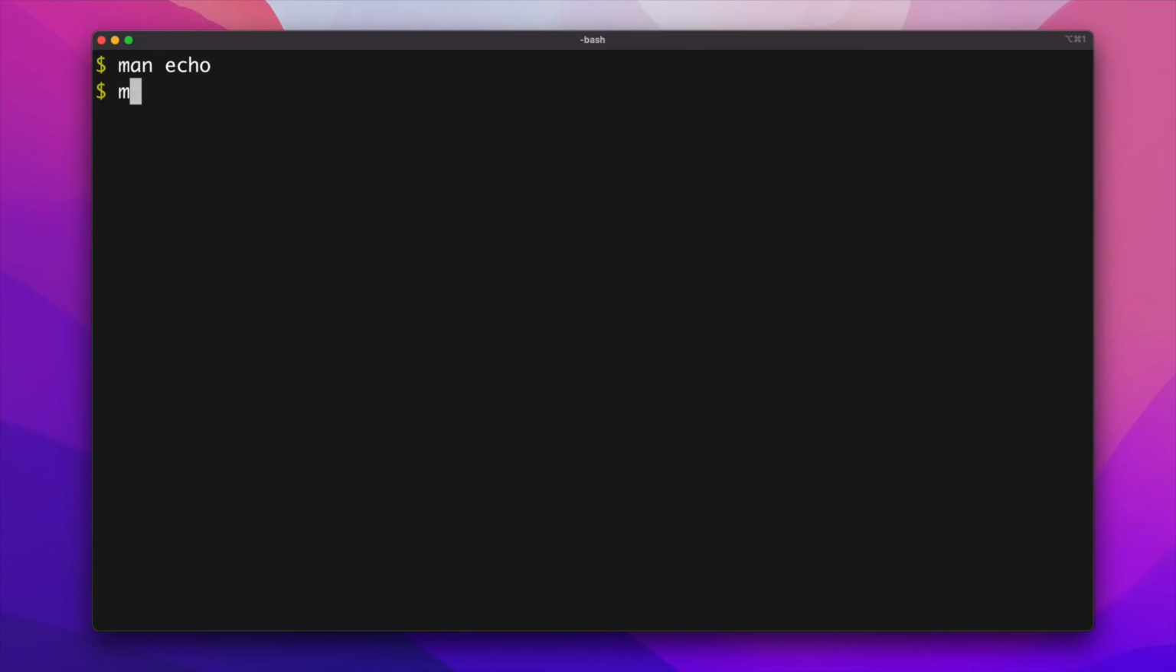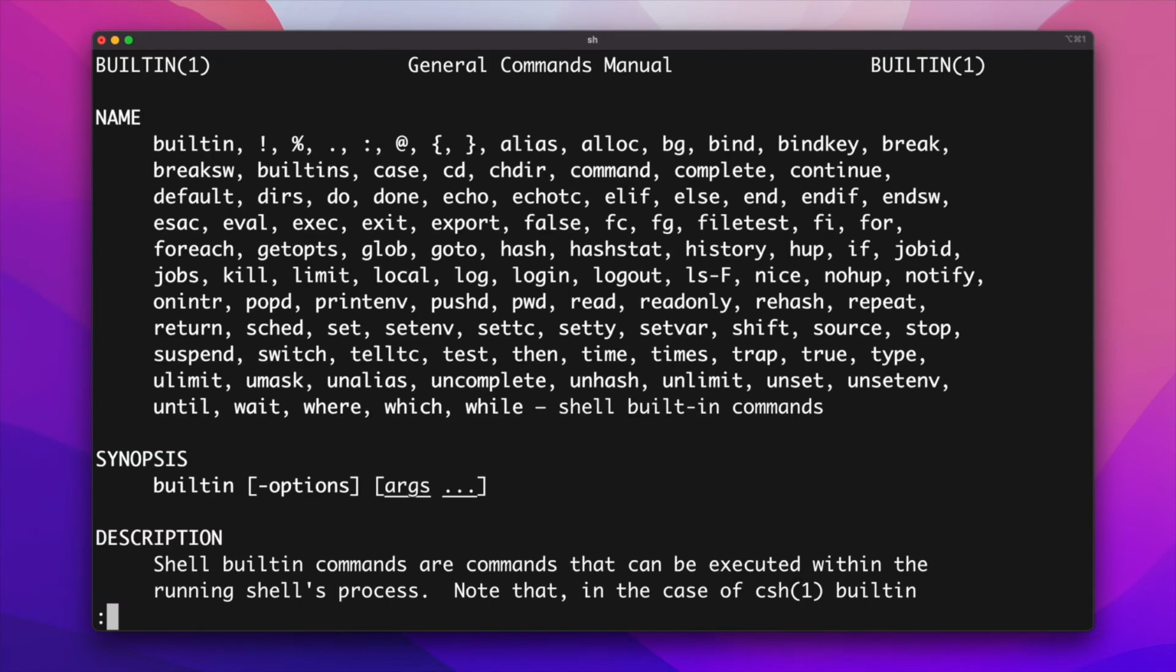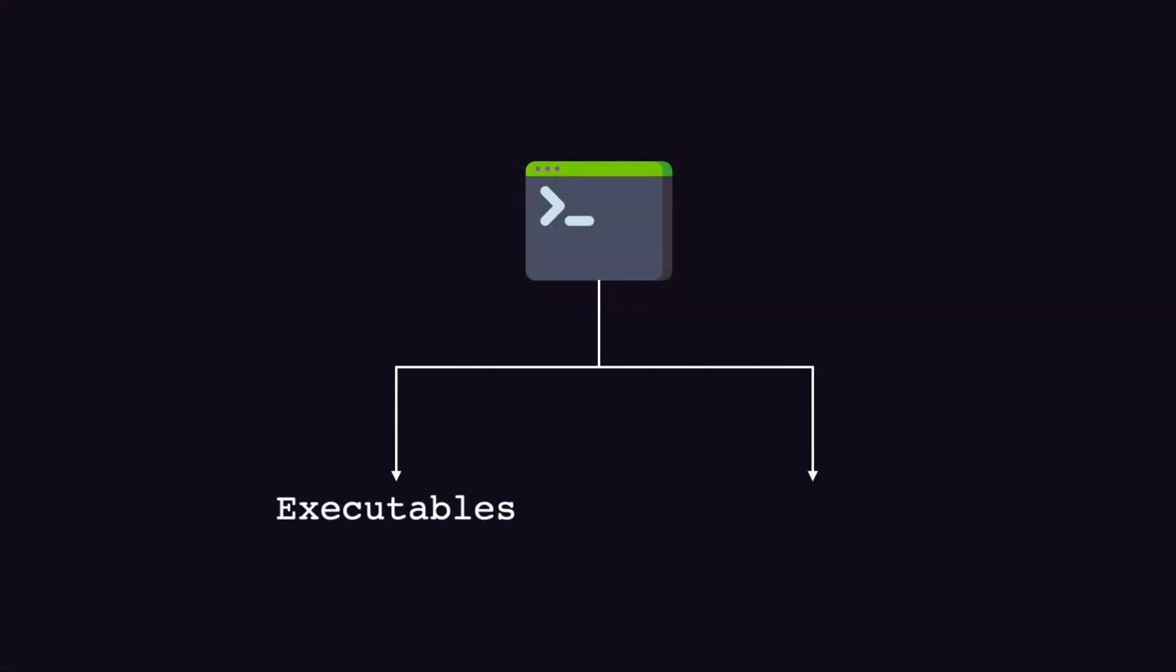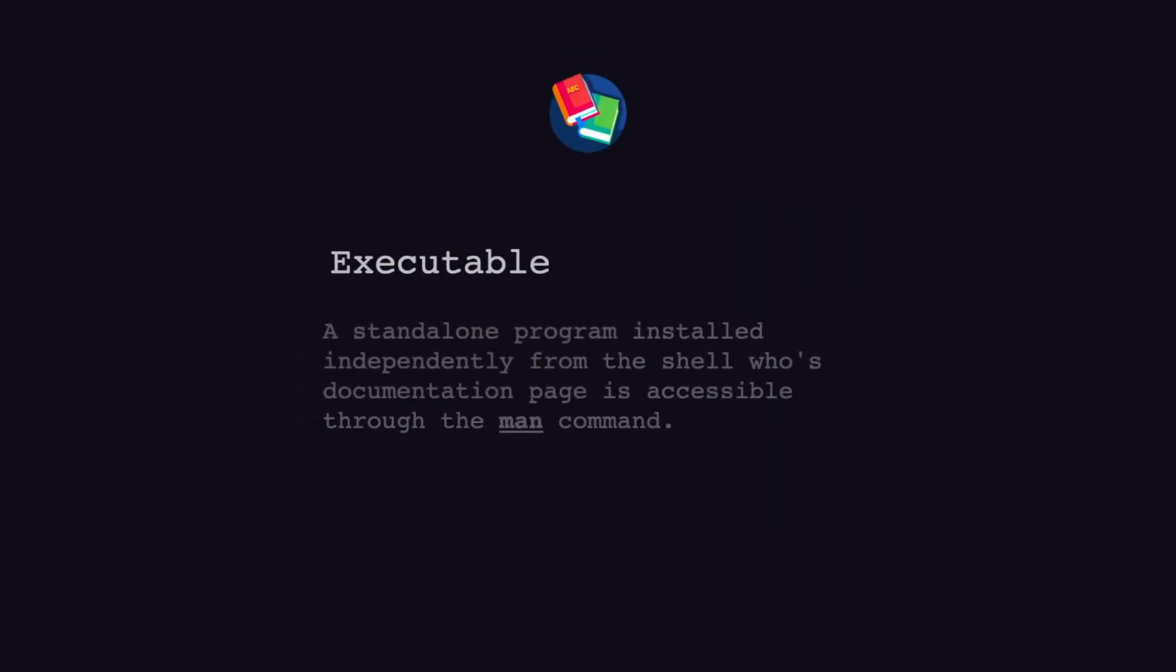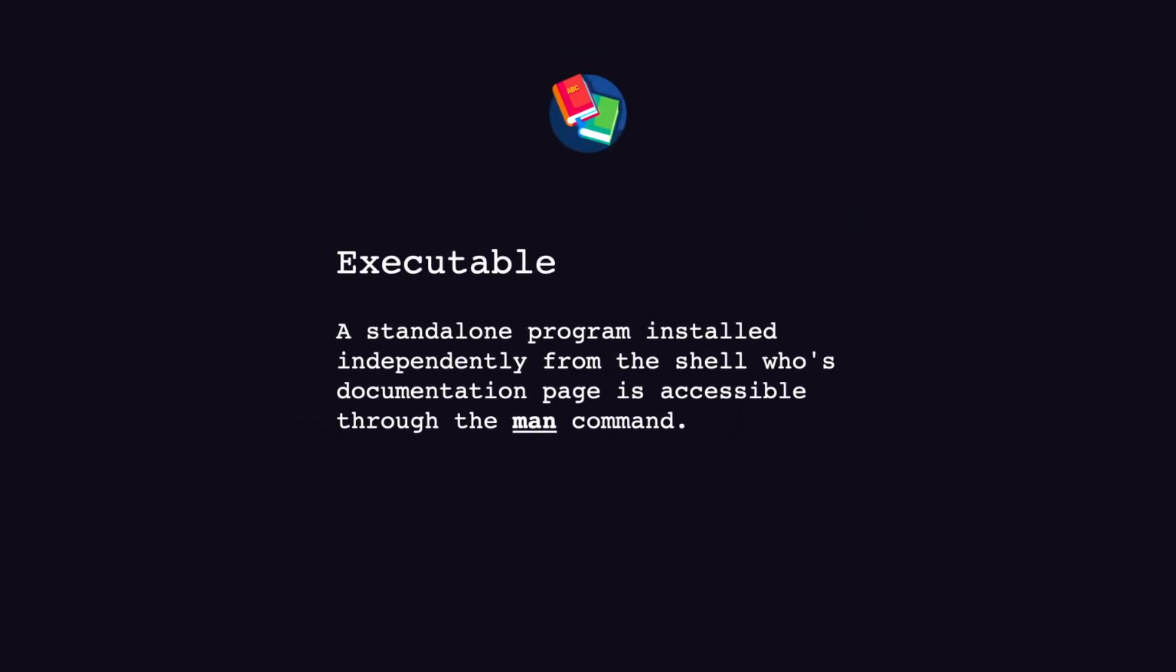Sometimes it will happen that when searching for a manual page like this one, for example, the following page appears. This behavior is completely normal, as this special page usually indicates that you're trying to access a built-in's manual page. Indeed, shell commands can actually be of 2 different types, executables and built-ins. Simply put, an executable is a standalone program installed independently from your shell that usually comes with a documentation page accessible through the man command.